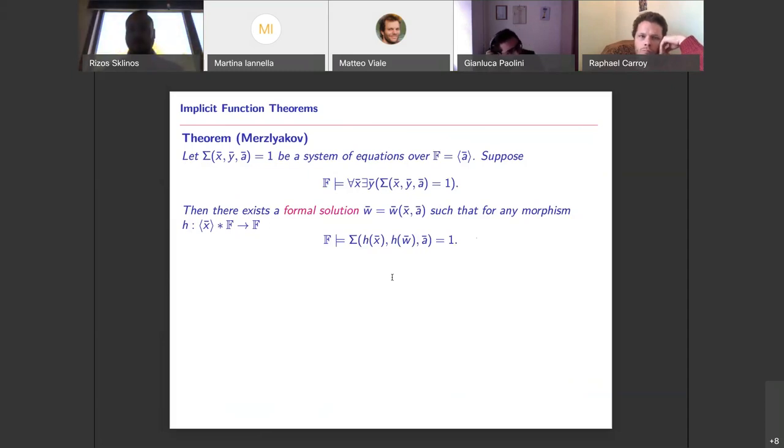Now, of course, there is a huge but here: sigma is not an arbitrary formula. It's just a system of equations, a quantifier-free formula, the simplest form, not even inequalities. Actually, this theorem does not hold if I add inequalities. And of course, we would have liked this theorem to hold for an arbitrary formula, not just a system of equations or a quantifier-free formula.